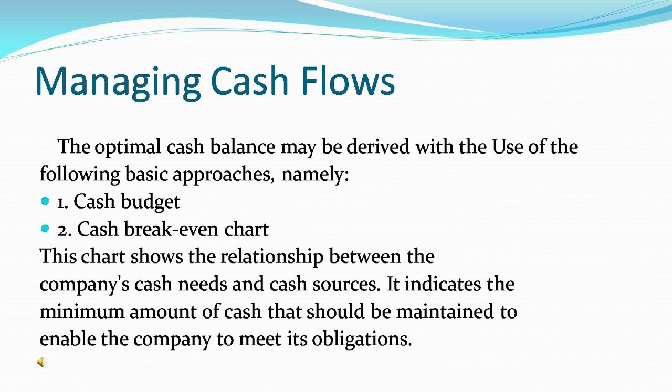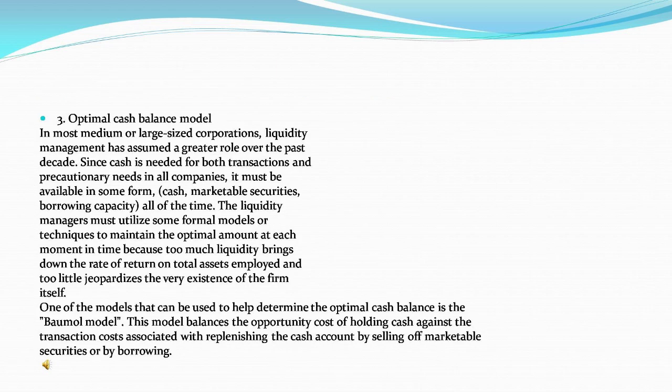This chart shows the relationship between the company's cash needs and cash sources. It indicates the minimum amount of cash that should be maintained to enable the company to meet its obligations. 3. Optimal cash balance model.